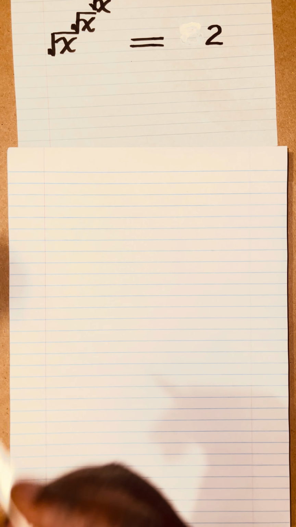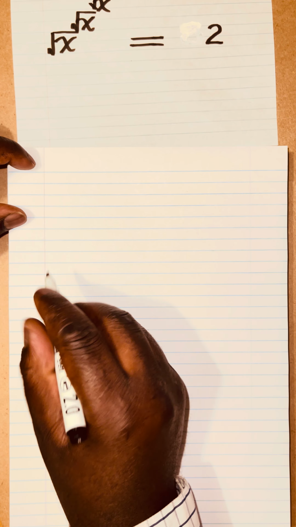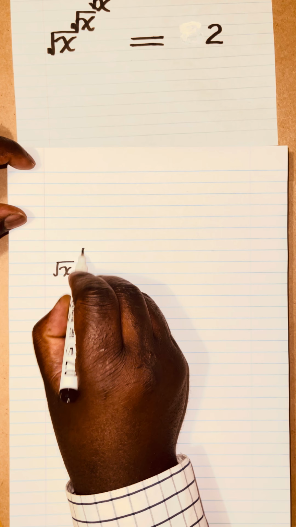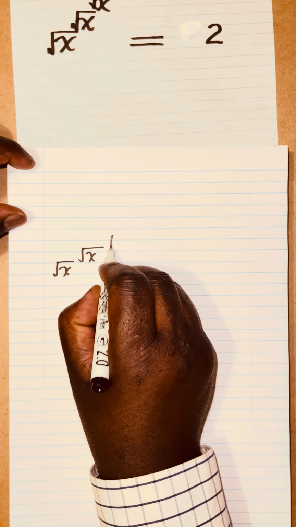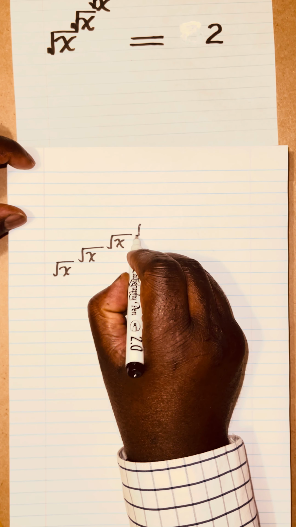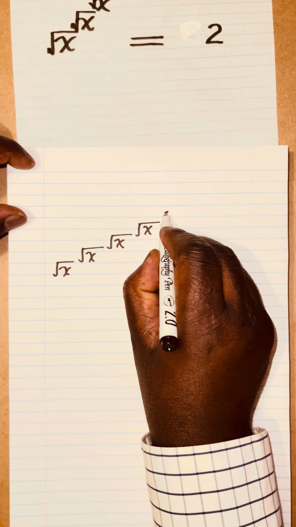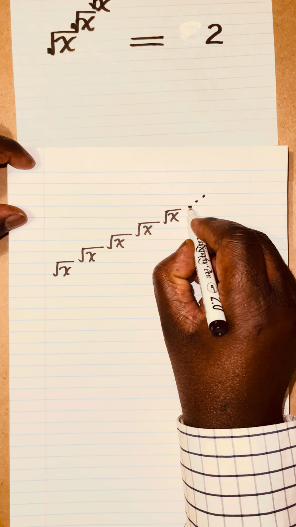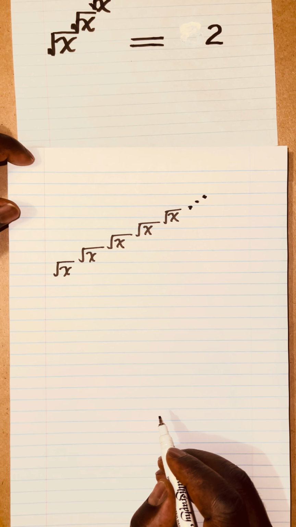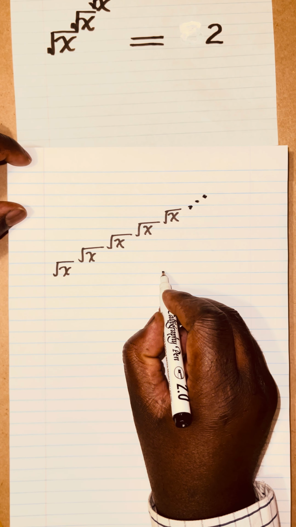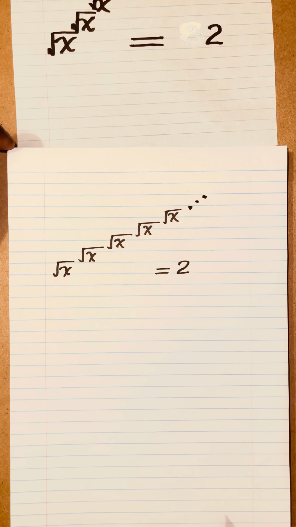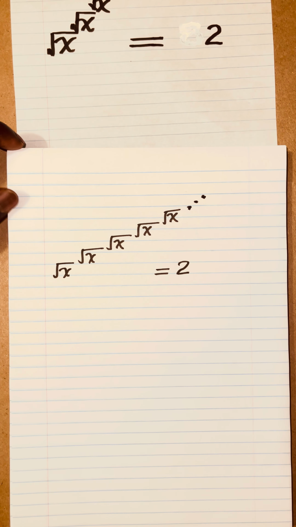Let me capture the question. So we have the square root of x to the power square root of x, to the power square root of x, to the power square root of x, to the power square root of x. Remember, I have added one more here now to show you that you can continue adding. That's basically what the three dots represent. So this is equal to 2. Now here is a trick.